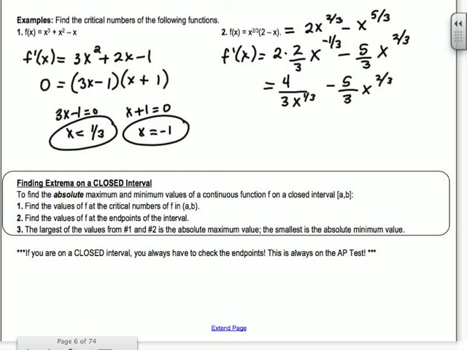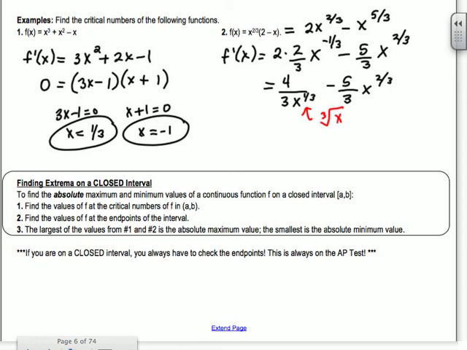Okay, this is a hard one. You're trying to find when it's equal to 0 or when it's undefined. Can you guys tell where it's undefined? 0, because you're taking the cube root down here. This is the cube root. So that's undefined when x equals 0.